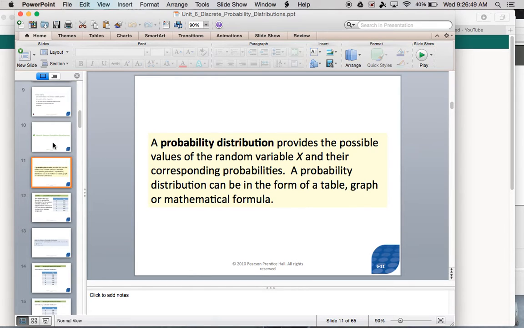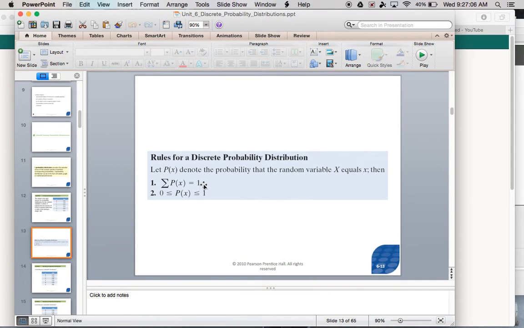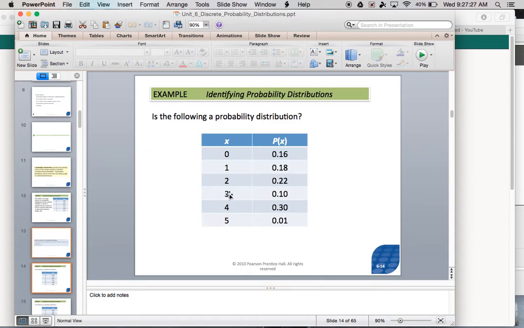Okay, a probability distribution provides the possible values of a random variable x and their corresponding probabilities. Very important. Look at this column on the right. If you add those numbers up, pause it, add them up, you'll notice something very unique. It equals 1. So it's a probability distribution if the probabilities sum to 1, and there is no one probability greater than 1 or less than 0. You cannot have a negative probability in a probability distribution, or a sum greater than 1.